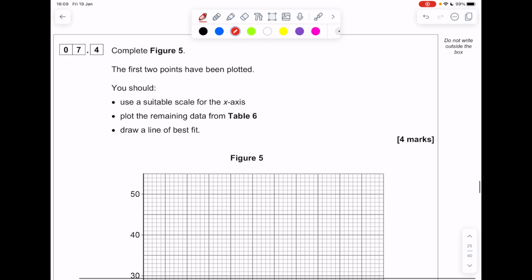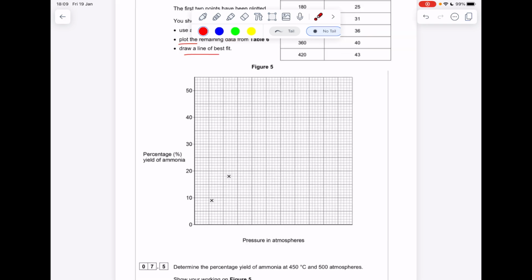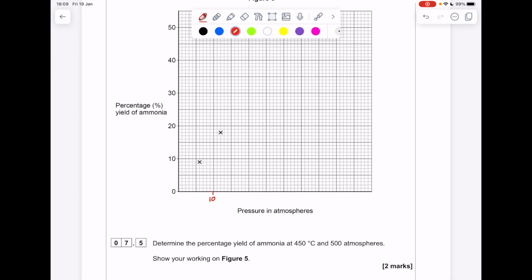Complete figure 5. The first 2 points have been plotted. You should use a suitable scale for the x-axis. Plot the remaining data, draw a line of best fit. Pressure in atmospheres, yeah, that's fine. Then we're going to have a look. We go from 60 to 420, so 100, 200, 300, 400, 500.